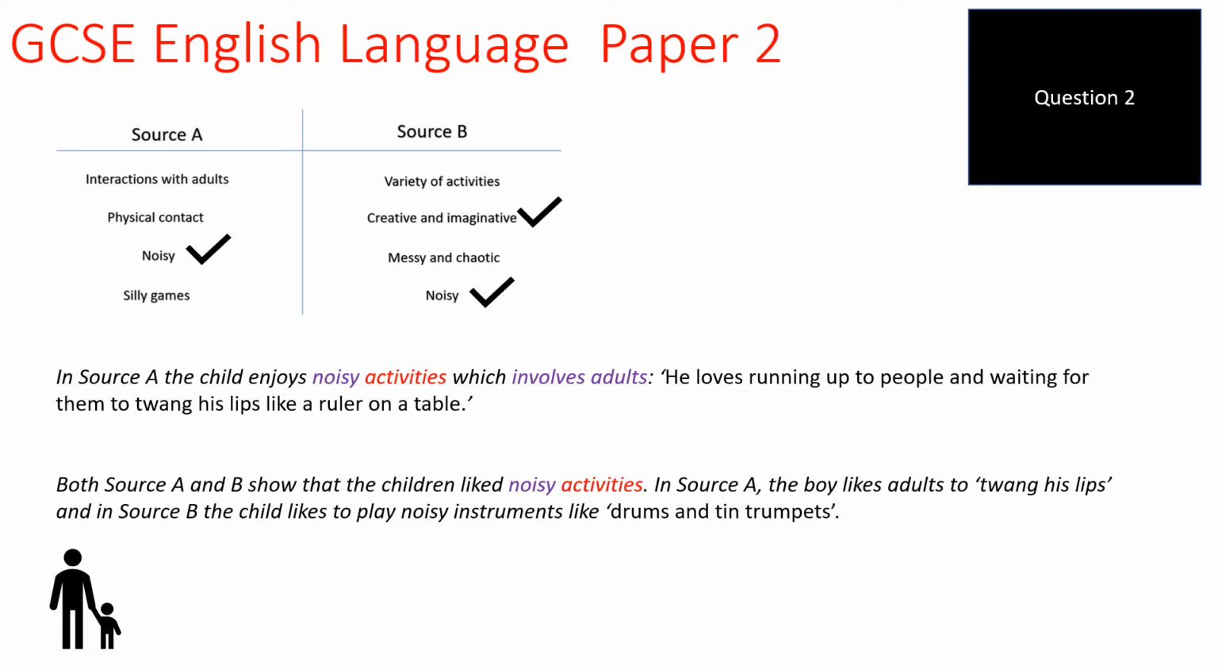So if we have a look at the first one, what I've done is written the first sentence for you to give you an idea of how you could start it off. Now, this isn't going to be fantastic writing. This is showing off your reading skills, so it's your explanation that's key. In source A, the child enjoys noisy activities which involve adults. He loves running up to people and waiting for them to twang his lips like a ruler on a table. Straight away you can see that I've got an inference, which is the purple, and then I've got my thread, which is the activities. And in that first one I've also included one of my other things in source A.